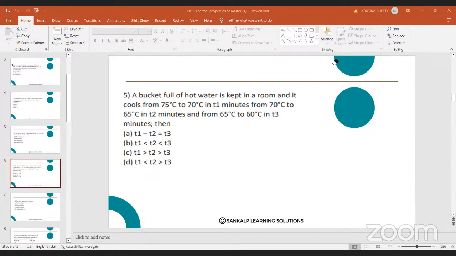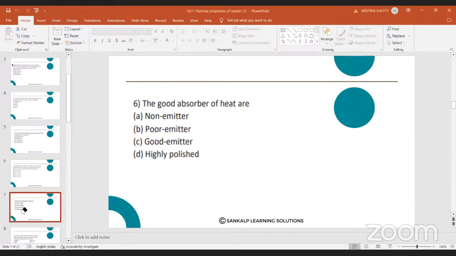Yes, let us go to the next question. This theory: good absorbers of heat are non-emitter, poor emitter, good emitter, highly polished. A, B, C, D. Which one? Good absorbers are always good emitters. They are always good emitters. Option C is the correct one here.